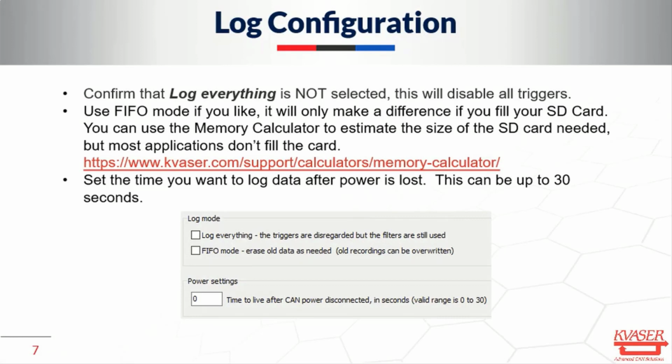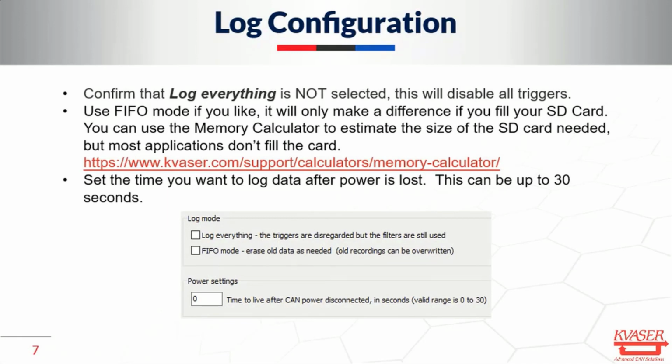wrap around, so when your card gets full, it simply wraps around and starts overwriting the oldest log data on the card. It's usually not a problem. These cards are so big and log so much data that you usually don't have to worry about filling up the card. There is a spot on the Kvaser website where you can go to do a memory needs calculation, and it will estimate how big a card you need or how much time you have before that card is filled, before you have a problem that way.